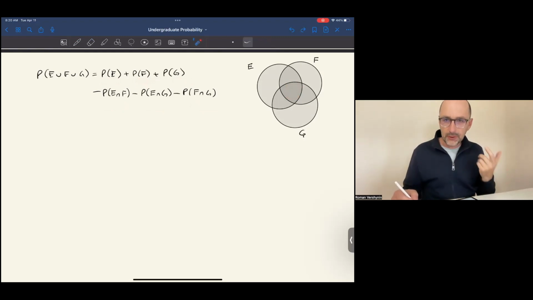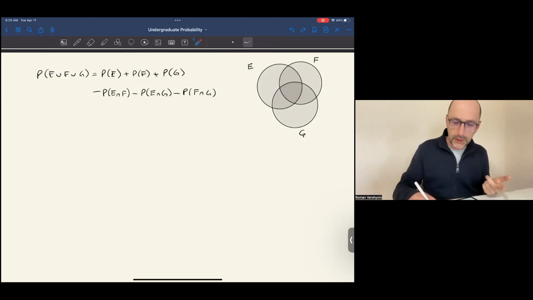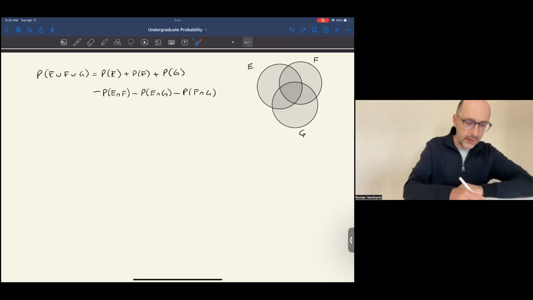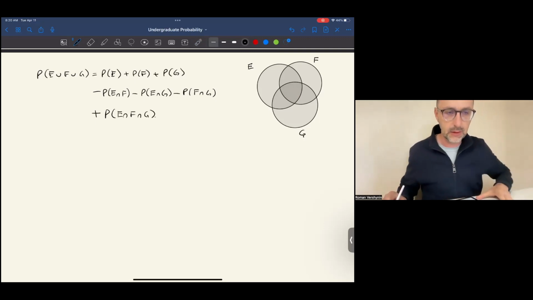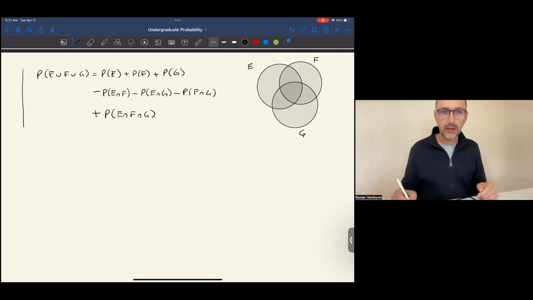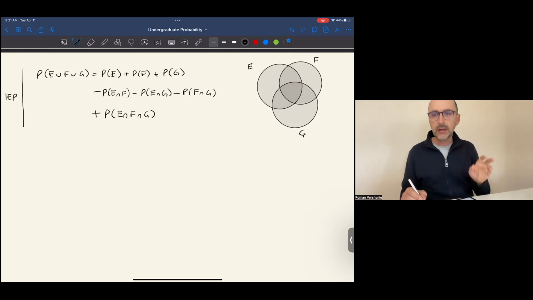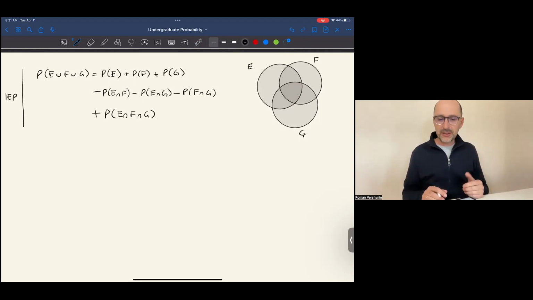As a result, we have not counted it even once. And let's correct that. We add 1 copy of the 3-way intersection, E, F, and G. That is the inclusion-exclusion principle for 3 events. I guess the pattern is clear to you now.